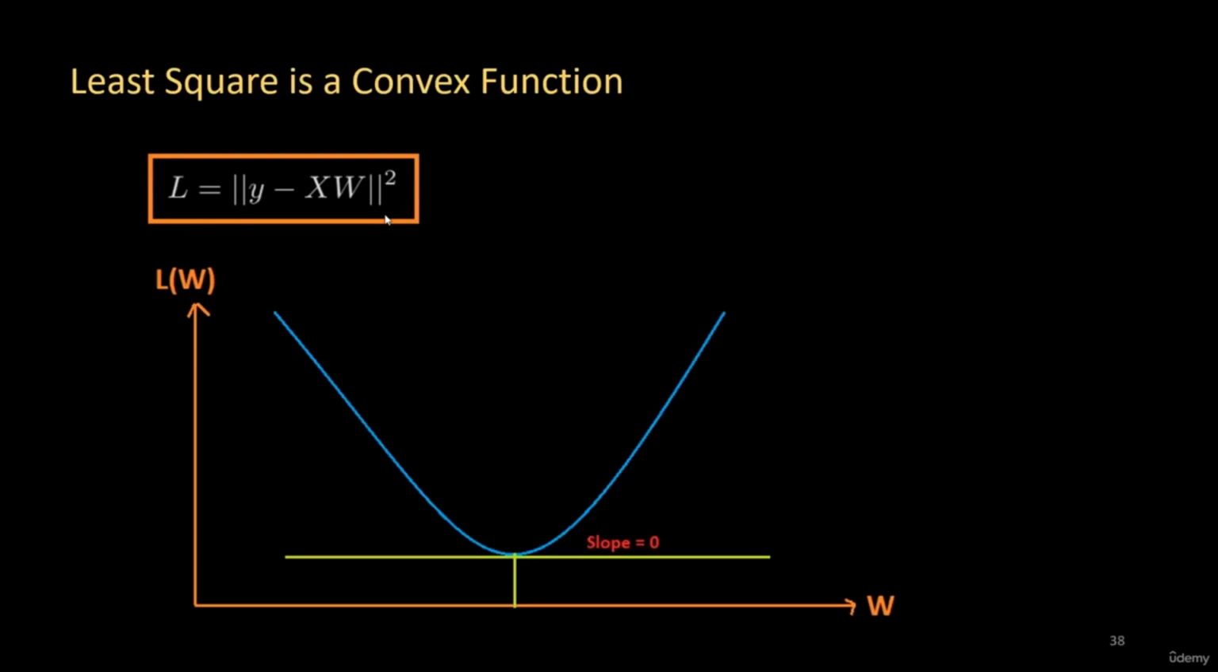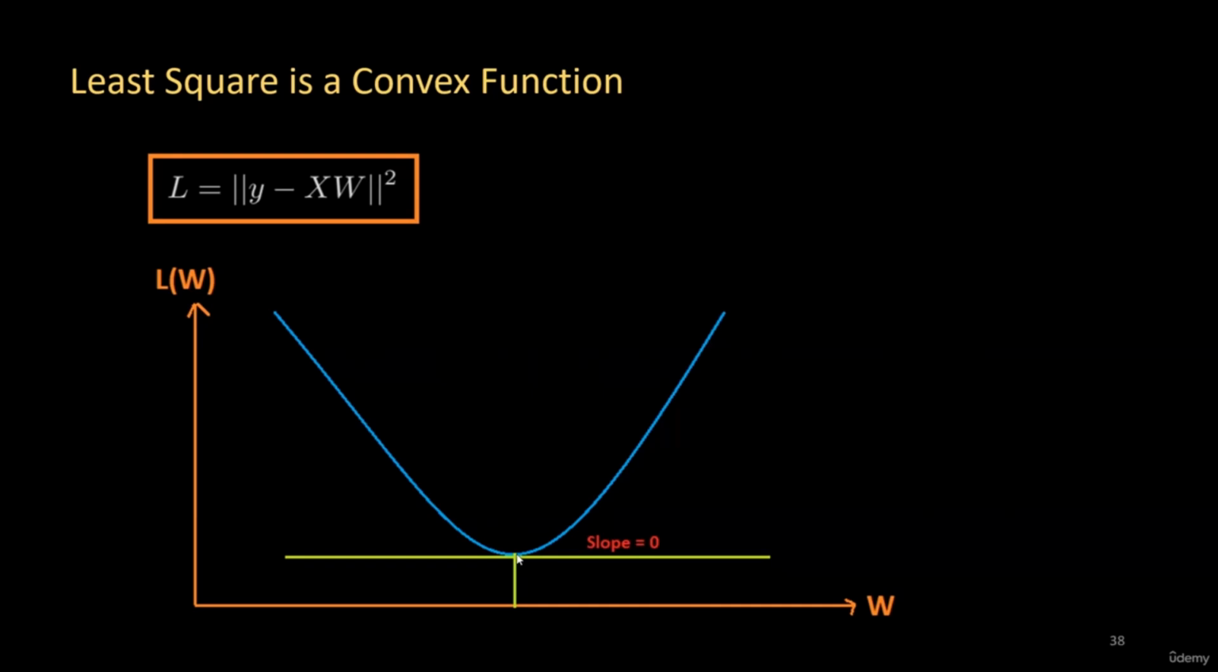So this is our least square function. It is a square function, so it has a convex shape. Look at this shape. This shape is a convex shape. Now, what is the advantage of a convex shape? Basically, we want to minimize this value. So the advantage is that in a convex shape, we have only one minimum value, which is at the bottom of the function. Now, if I want to reach this point, I have to take the slope of this function.